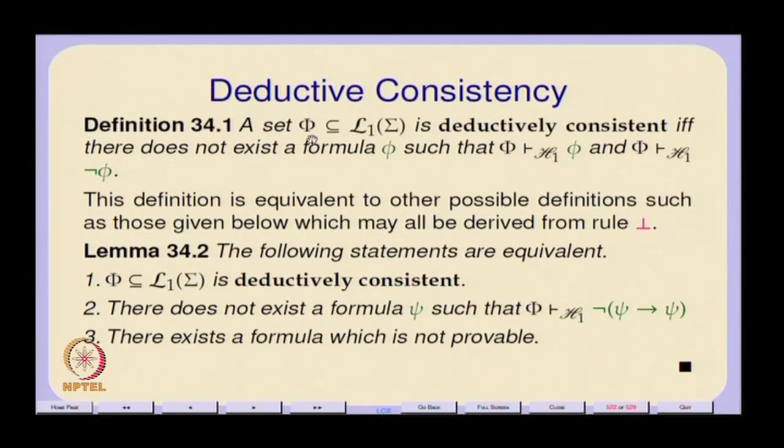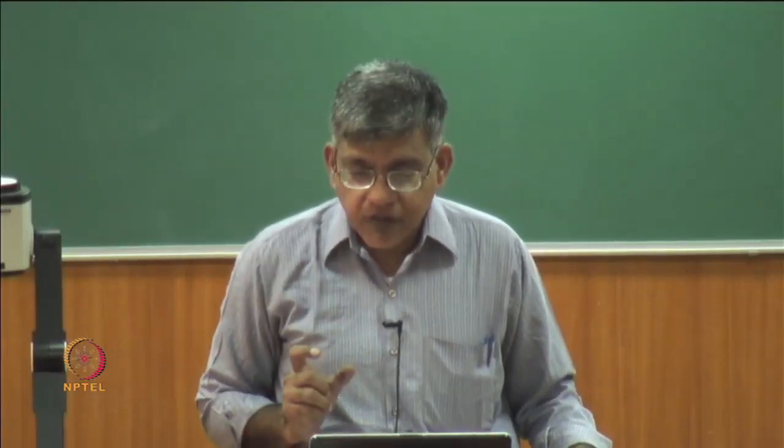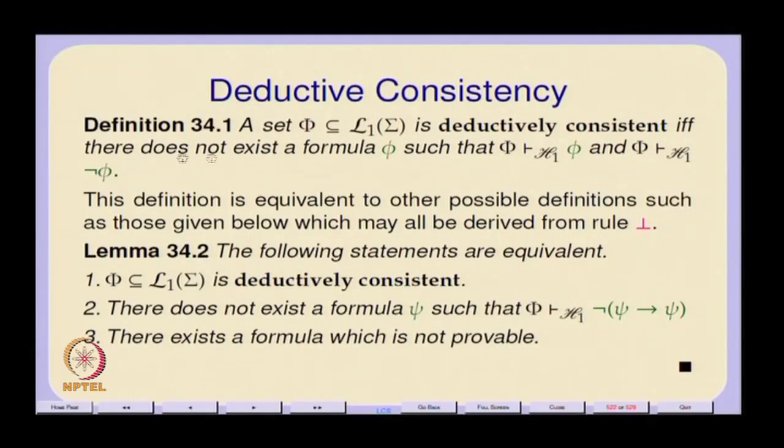So, given a set phi, and of course, we are restricting ourselves to the language consisting of just the universal quantifier, not and arrow, that is L1 of sigma. So, this set phi is deductively consistent. I am making it completely pure, deduction is proof, I mean you deduce something, you give a proof. So, it is deductively consistent as opposed to just being consistent in a model theoretic fashion, if and only if there does not exist a formula phi such that both phi and its negation can be proven from the Hilbert style system.